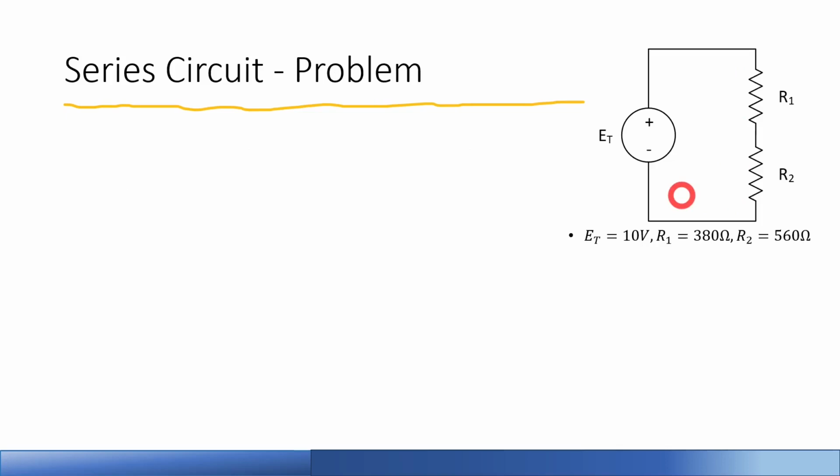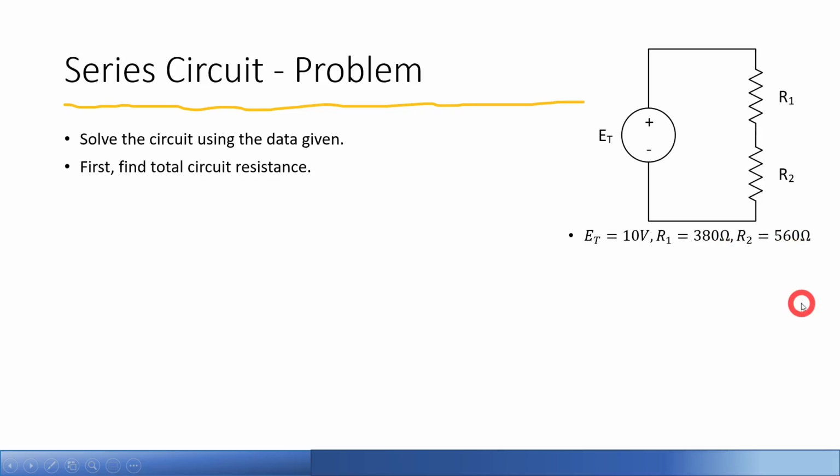So let's actually plug some numbers in a problem here. You're going to get a lot of problems like this where you have a generic display or graphic and then the givens will be written down at the bottom. And we want to solve this circuit using this given data here. So I have a total voltage of 10 volts, a total resistance of 380 ohms plus my 560 ohms.